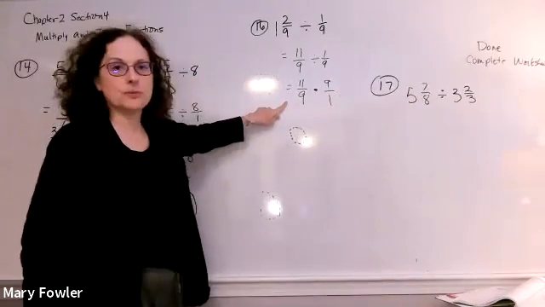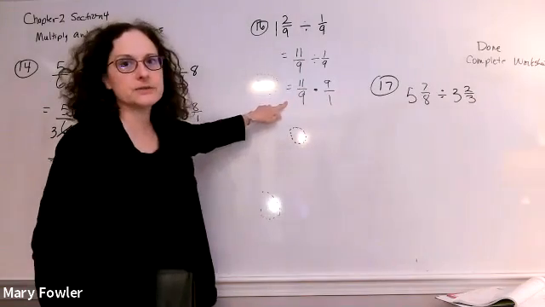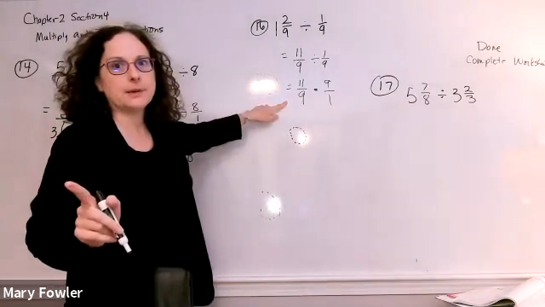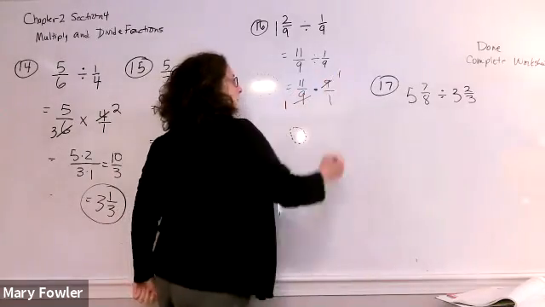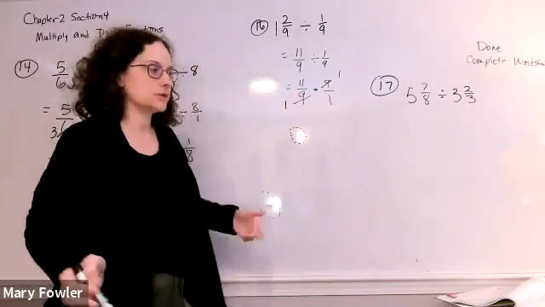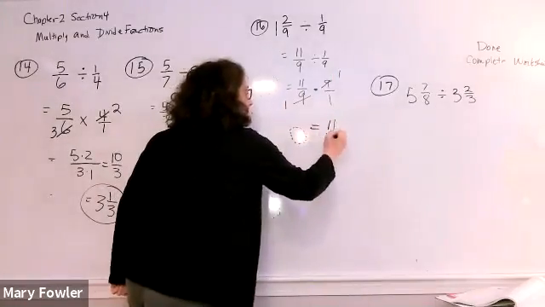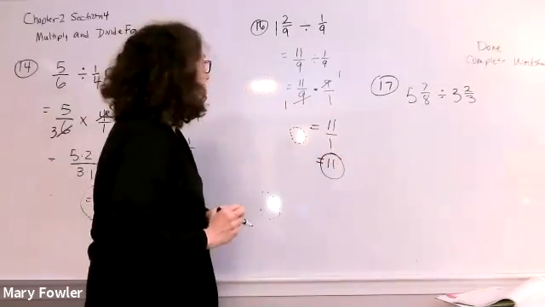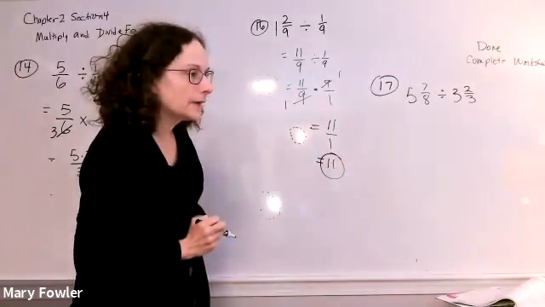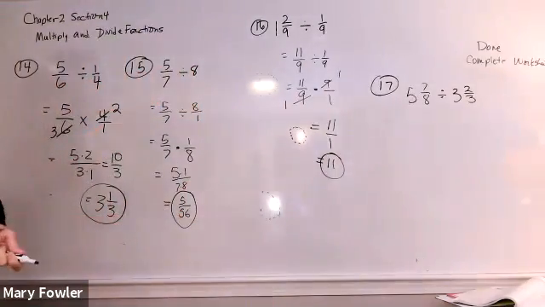Okay, so before we multiply, we want to cancel any common factors. And in this case, the 9 is common, right? So we can cancel the 9s. 9 goes into 9 one time, 9 goes into 9 one time. We get 11 over 1, which is equal to 11. Okay. And checking the work, yes, we are correct. Good. All right.